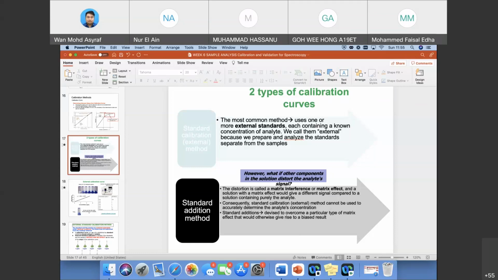But for the standard addition method, you assume that the matrix would have an effect. So your calibration curve needs to come from a point of view where you include the matrix effect. Understand the difference between these two: the standard calibration, which is the external calibration, is independent with no matrix effect, but with the standard addition method, we work from the point of view that we have a matrix effect.